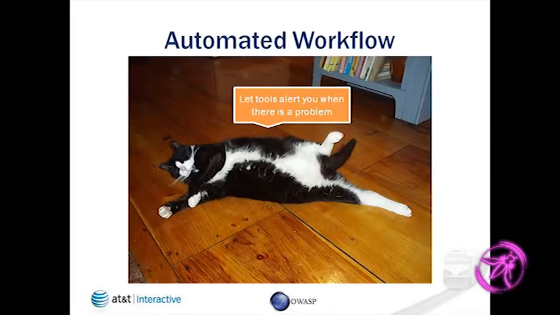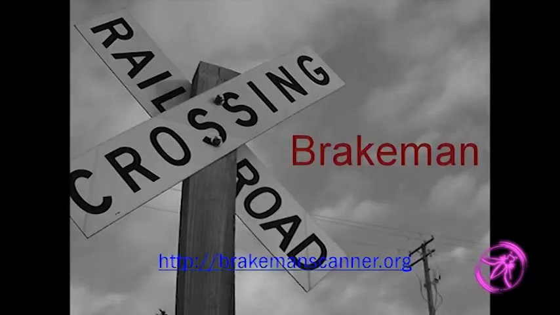So, of course, what we really like to do is we'll just relax, and we'll write tools that will tell us when there's a problem. So this is kind of our goal. Brakeman is the static analysis tool that we have. That's the website. It's free and open source, so you can go download it.